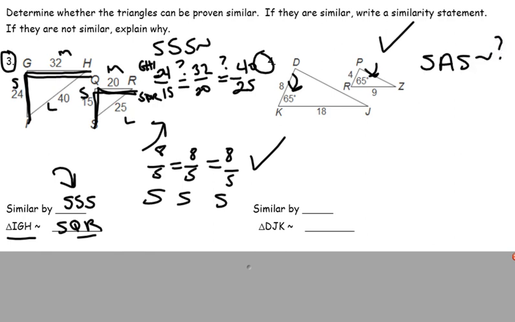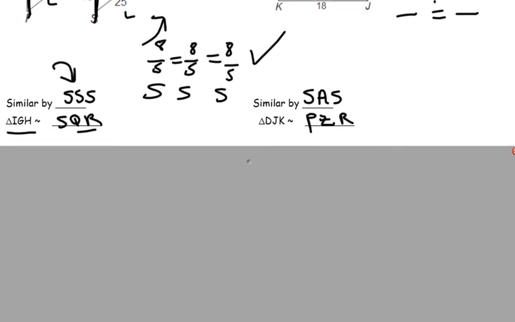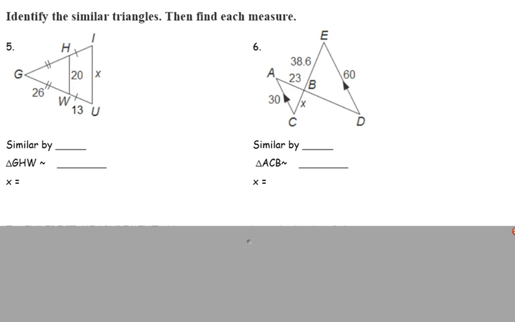Let's see if we can prove these similar by the side angle side similarity. So we're going to test our corresponding sides and see if the ratios are in fact equal. Pause the video and see what you get. Alright, you should have gotten SAS and triangle DJK similar to PZR. If you did not and aren't sure why, raise your hand or ask a friend.